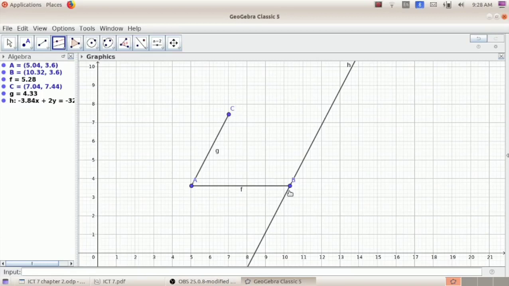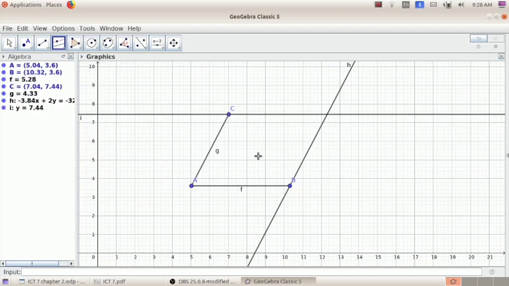Now we have to draw another line which is parallel to this line AB that passes through this point C. So click on this line segment AB. Then click on this point C. Now we got a line segment parallel to AB that passes through C. Here we have to find the intersection point of these two lines.